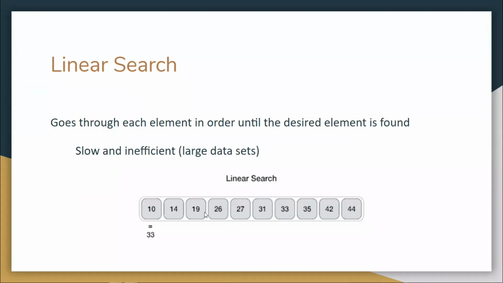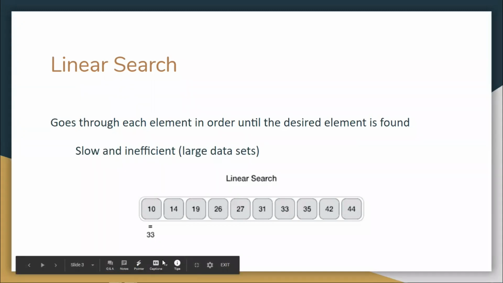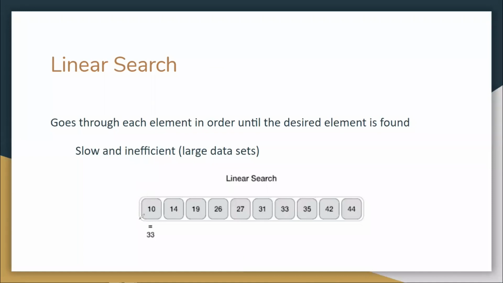But let's see if I can demonstrate what a linear search does real quick. For my example, I'm searching for 33. First, I check to see if 10 is equal to 33. No, so I cross this out. Then I move on to 14. Is 14 equal to 33? Obviously not. Then I go on to 19. Is 19 equal to 33? No. Then so on.